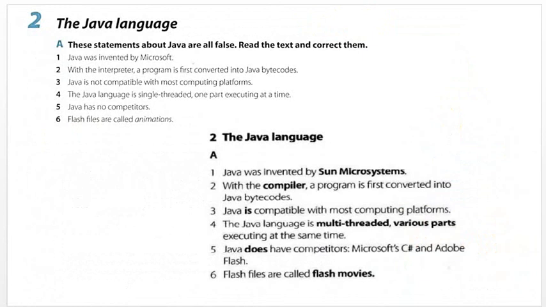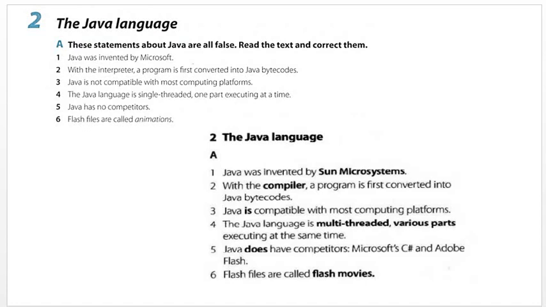Let's go ahead. It was about Java. The task number 2: these sentences about Java are all false. Read the text and correct them. For example, Java was invented by Microsoft. No, it is wrong. Java was invented by Sun Microsystems. The second one: with the interpreter, a program is first converted into Java bytecode. No, with the compiler, not with the interpreter. With the compiler, a program is first converted into Java bytecode.